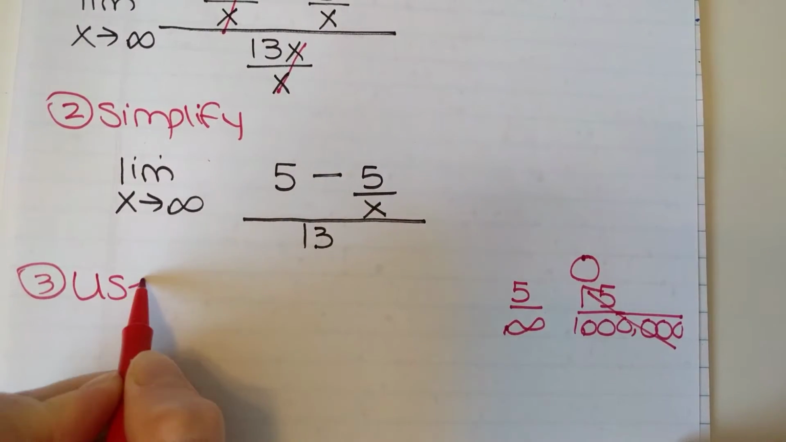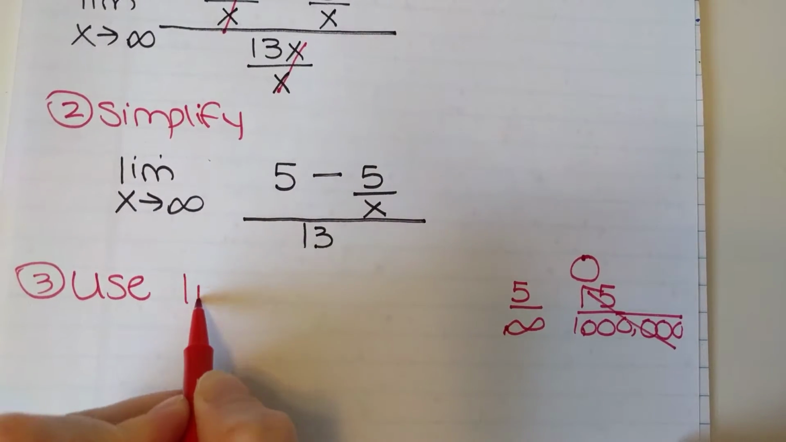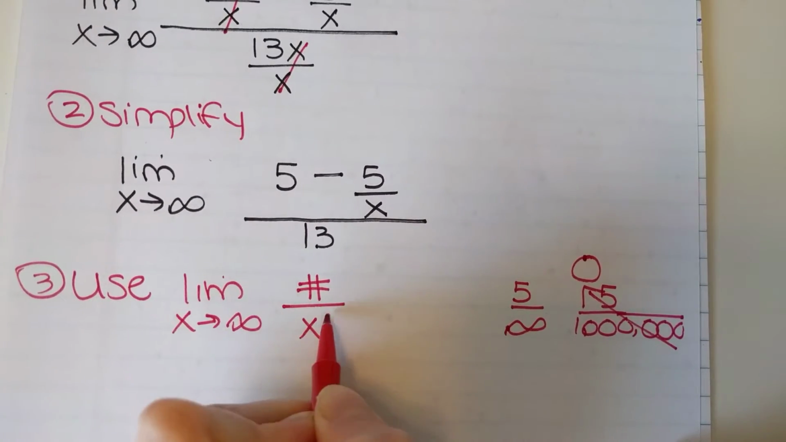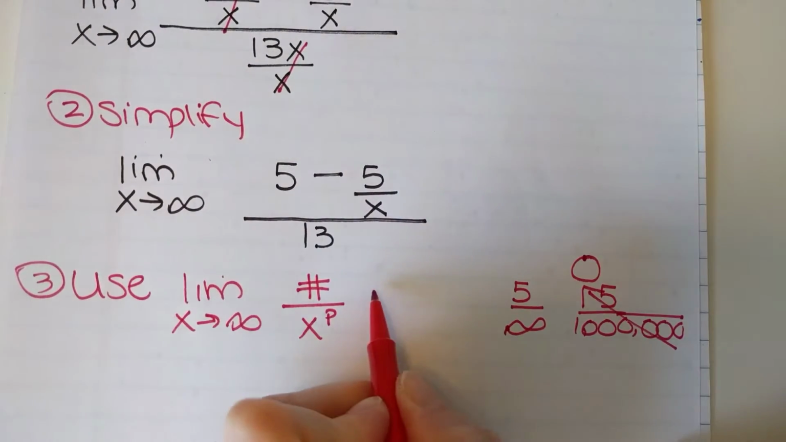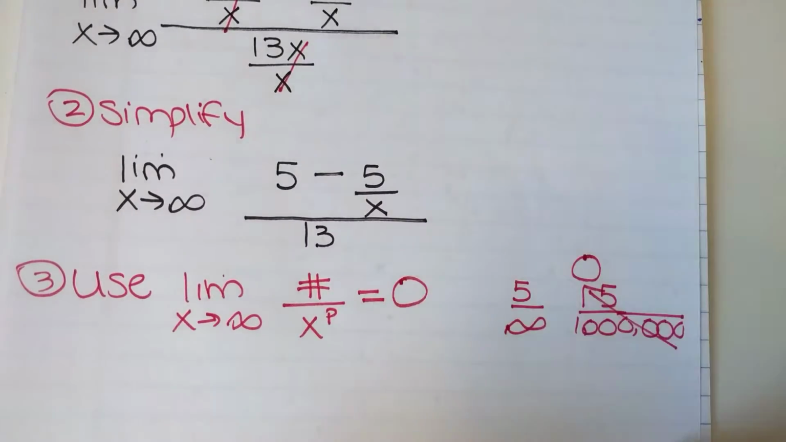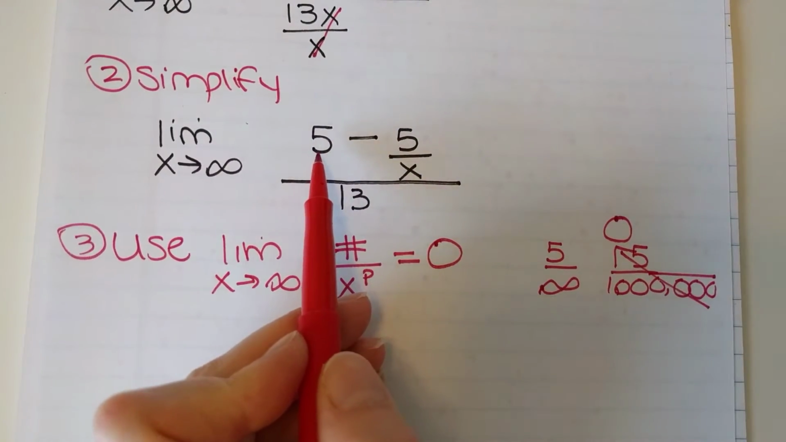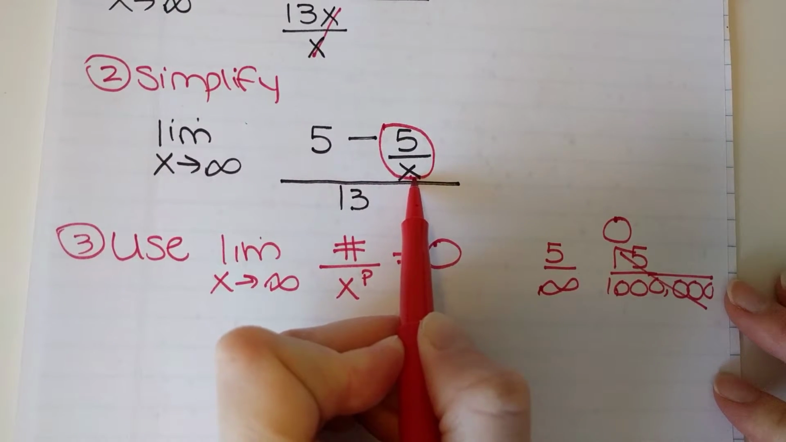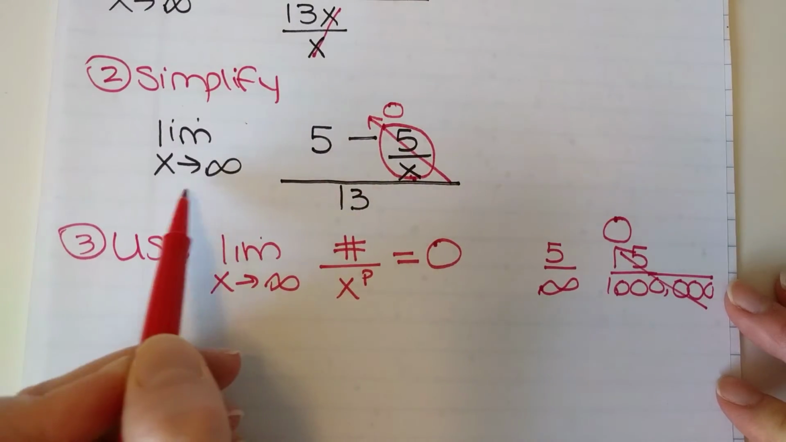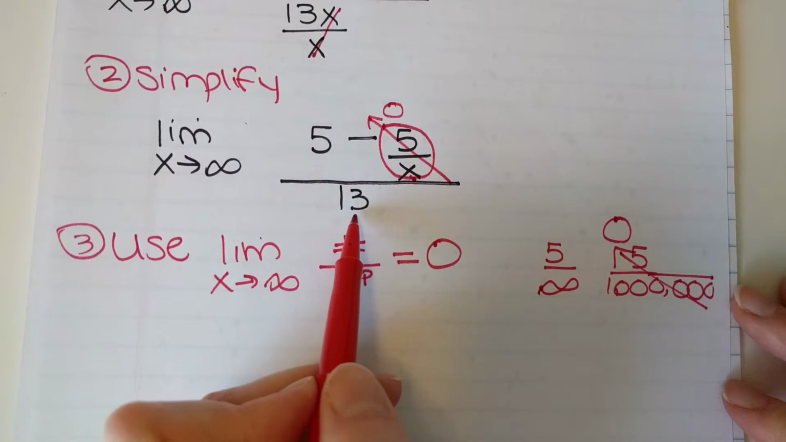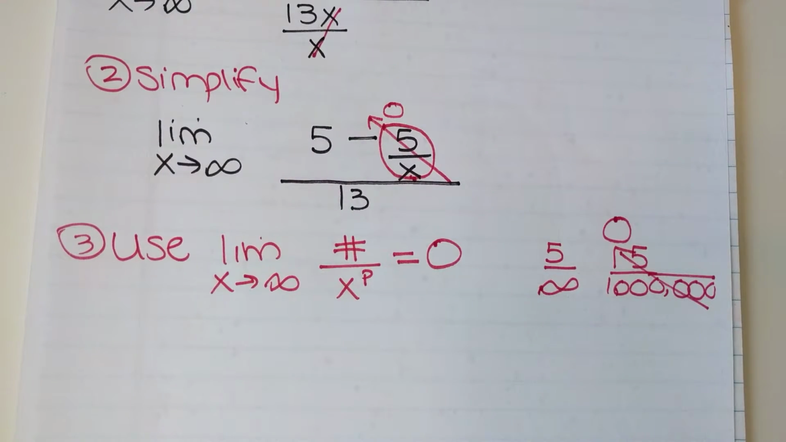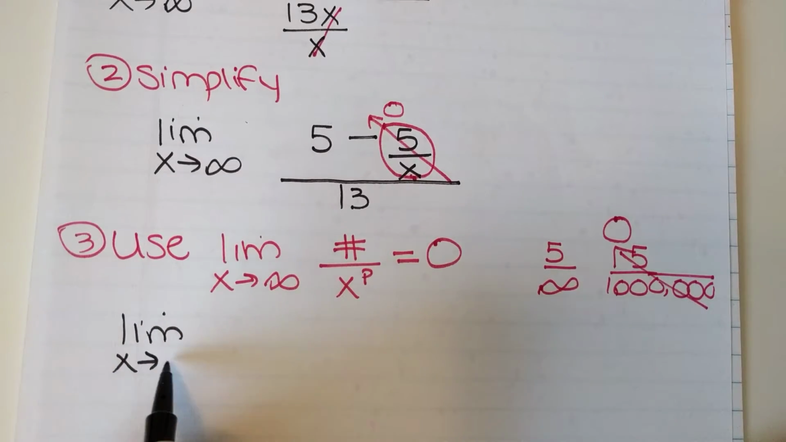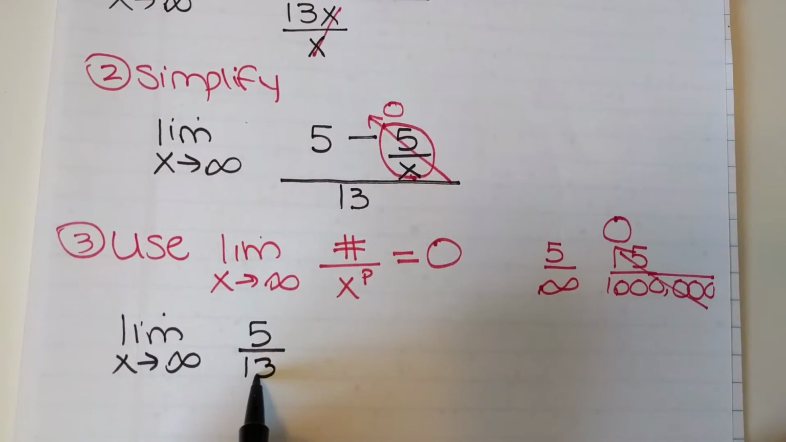So what we do in the last step is we use the fact that the limit as x goes to infinity of a number over x to a power p, where p is a positive integer, is going to go to 0. So here what will happen, the 5 is going to stay as a constant 5. But this 5 over x, because the x is in the denominator, that is going to go to 0 as x goes to infinity. And then our 13 again is a constant. It will stay as a constant as x goes to infinity. So this will give us the limit as x goes to infinity of 5 over 13.